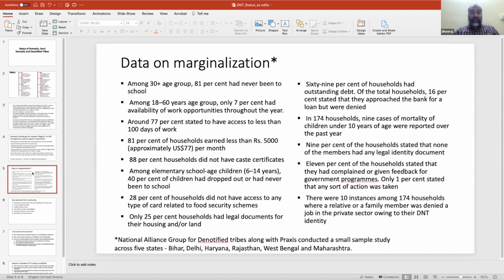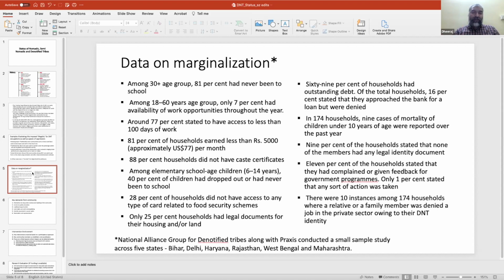Talking about income levels, almost 81% of the households earned less than $77 per month. Then talking about caste certificates, which are a core critical document that they should have for accessing any of the affirmative action measures, almost 88% of households did not have their caste certificates, which could have given them access to some of these provisions. Among the elementary school age group children, which is 6 to 14, almost 40% of the children had either dropped out of school or had never been to school.